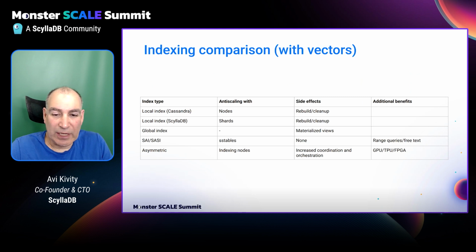So I updated the table for vector search. And if you have an asymmetric index type, then the anti-scaling is with the number of indexing nodes you have, but you're trying to keep them small, and the nodes large, but the number small, and you have increased coordination and orchestration overhead, but that's a price that you have to pay.